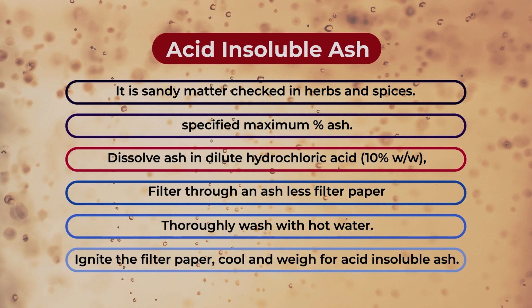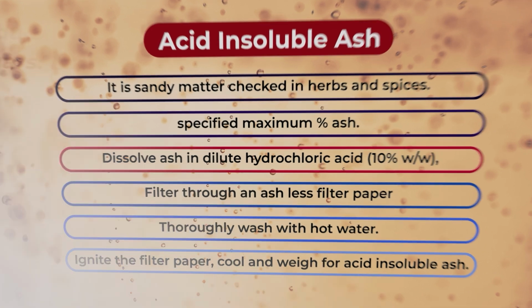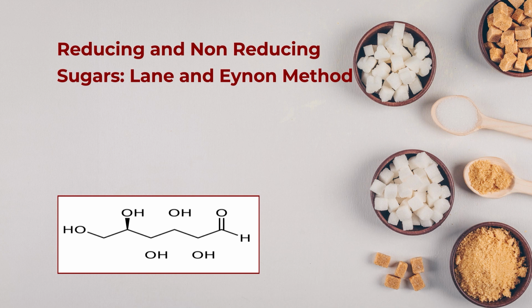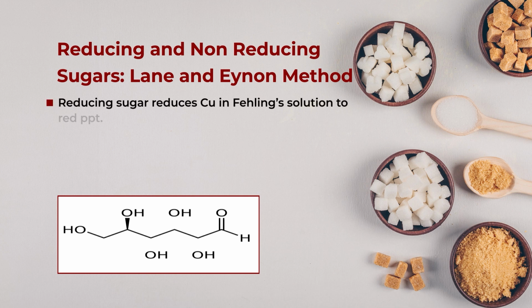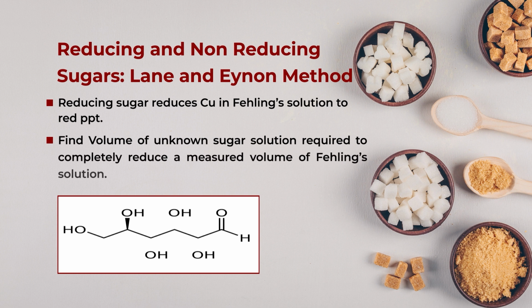Now let's talk about the sugars. There are two types of sugars, reducing sugar and non-reducing sugar. As you see in this structure, there are 6 carbon atoms and 5 hydroxyls, and at the end, on the first carbon, there is an aldehyde group. Aldehyde groups have a capacity to reduce Fehling solution, which contains copper sulfate. If the Fehling solution is reduced, it will give a color.